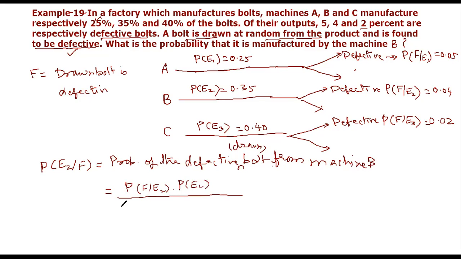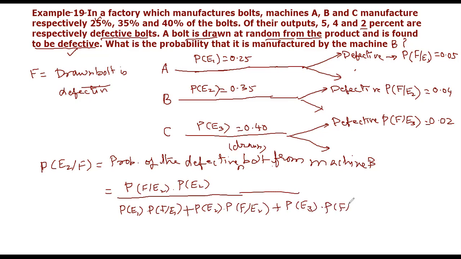divided by probability of E1 into probability of F when E1 has happened, plus probability of E2 into probability of F when E2 has happened, plus probability of E3 into probability of F when E3 has happened.